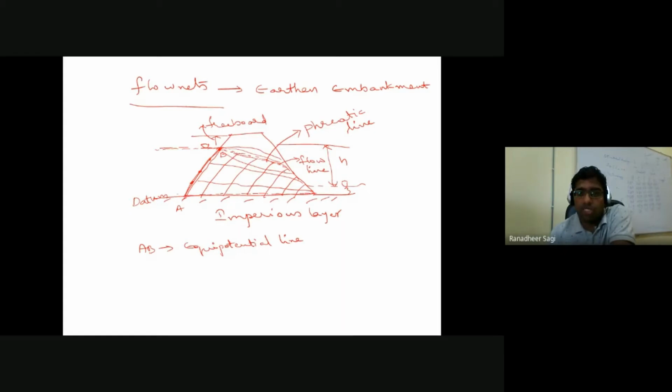Where is your topmost flow line intersecting the downstream sloping surface of the embankment? I repeat, where is this intersection of your topmost flow line with the downstream sloping surface? Whenever the flow line cuts your downstream sloping surface, water particles start flowing through this surface on the downstream side. On the downstream sloping surface, along this, water particles start flowing.